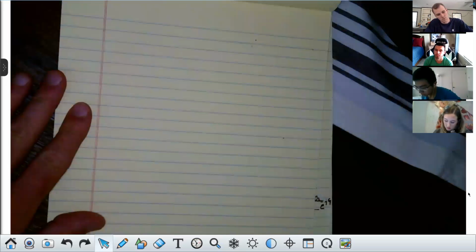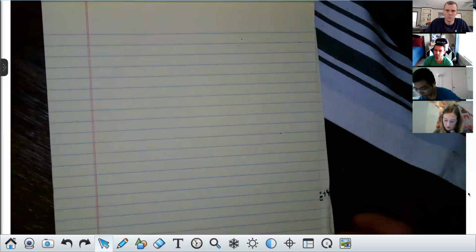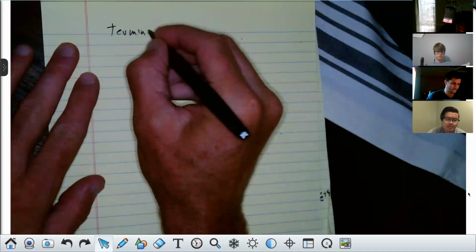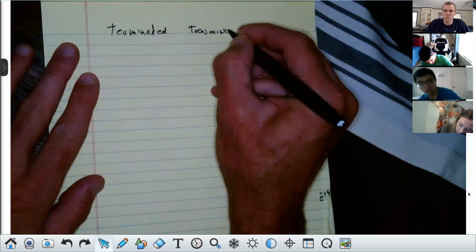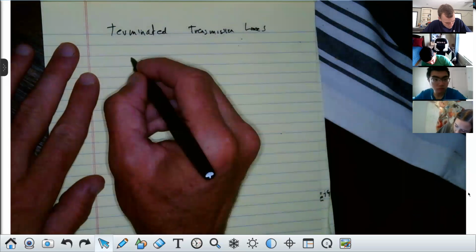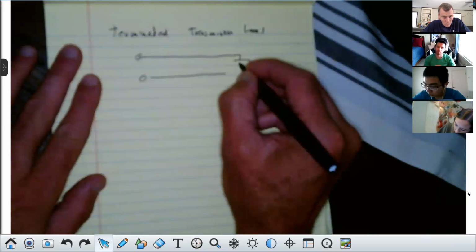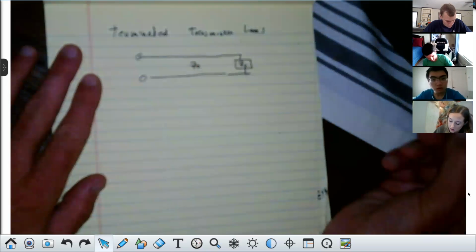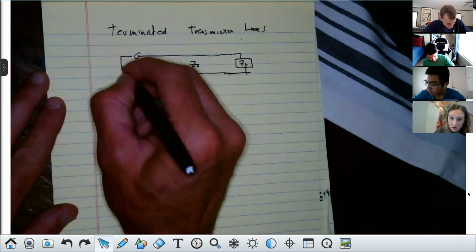So now the next thing is terminated transmission lines. If you have a book, you can just follow along in the book. But if we have a transmission line like such, and then we got some load here, this has some characteristic impedance. I'll put a source on here too. I'll go ahead and put a voltage source right here.